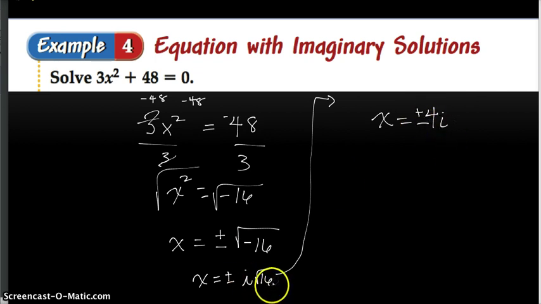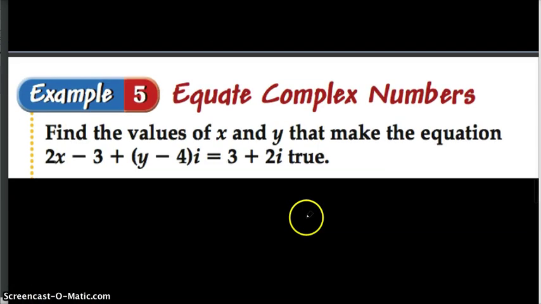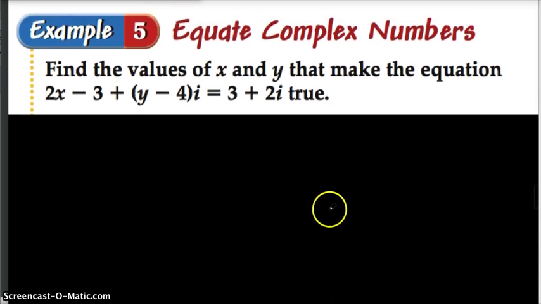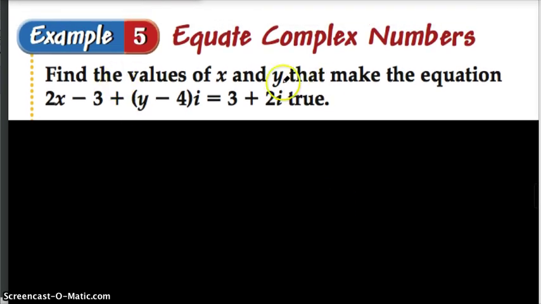This 16, when we take the square root of it, the whole number comes in front, and so we get plus or minus 4i. Example 5 has us finding the value of x and y that make the equation true.